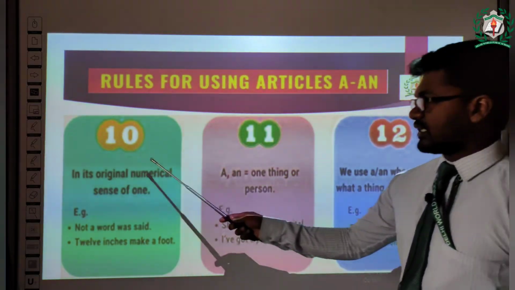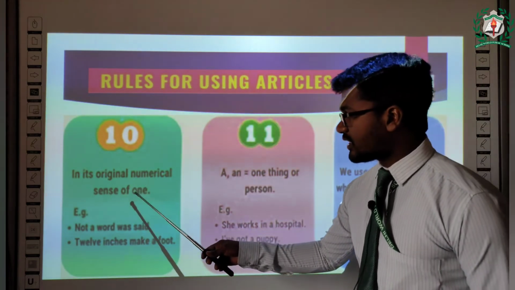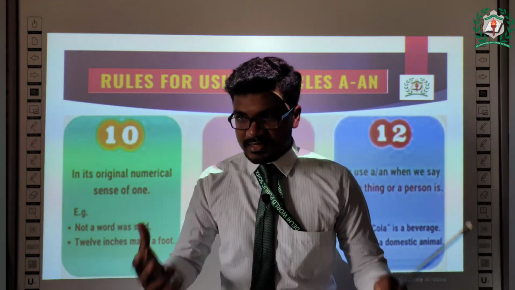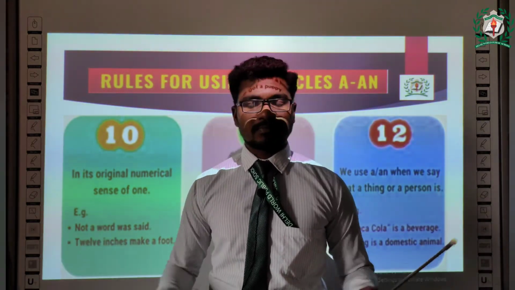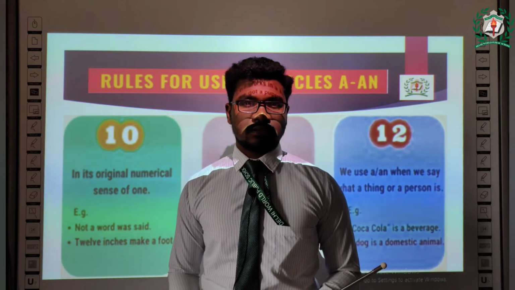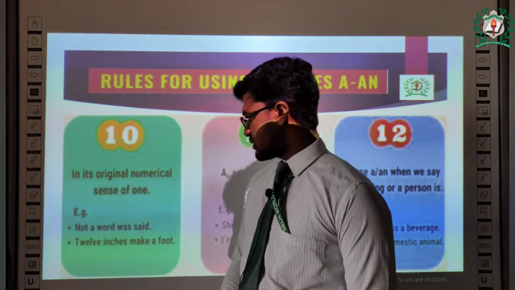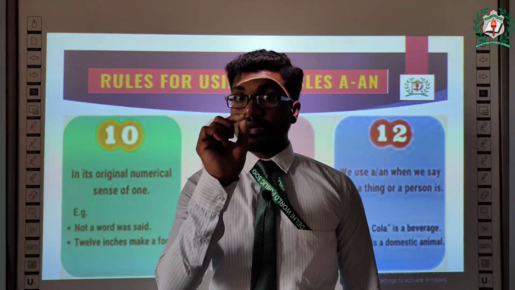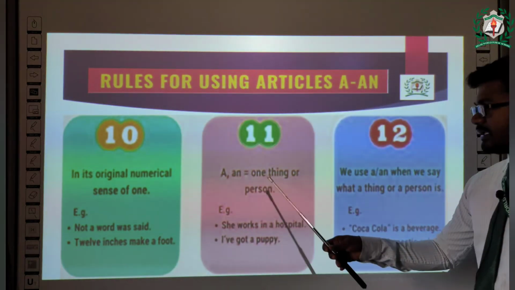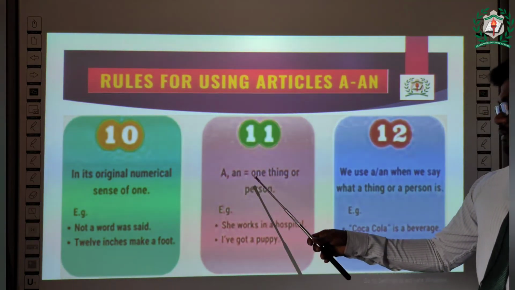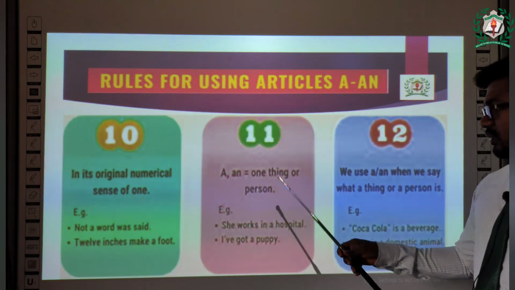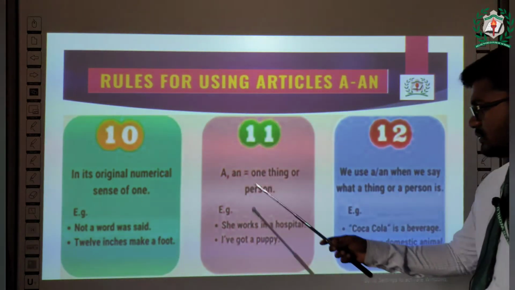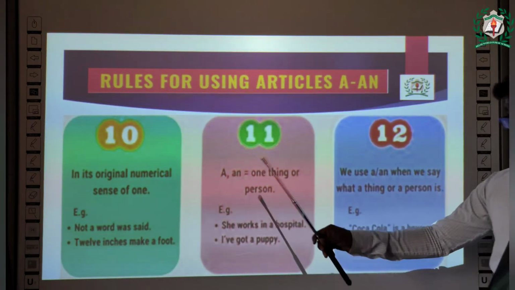Okay. 10. In its original numerical sense, numerical means number, not a word was said. When you're asking a question, if that person has not answered, did not open a mouth, you can use not a word was said. She did not utter a word, right? Numerical. And then an, one thing or person. You know this one countable noun, right? Singular one. You can use a or an.